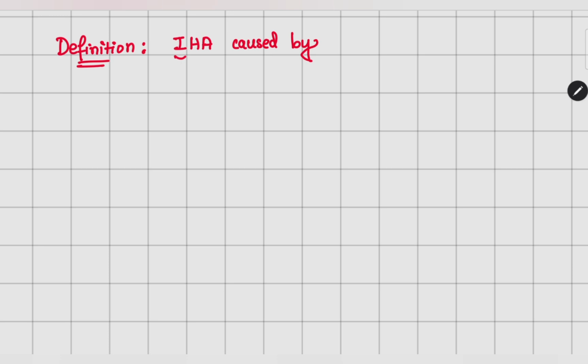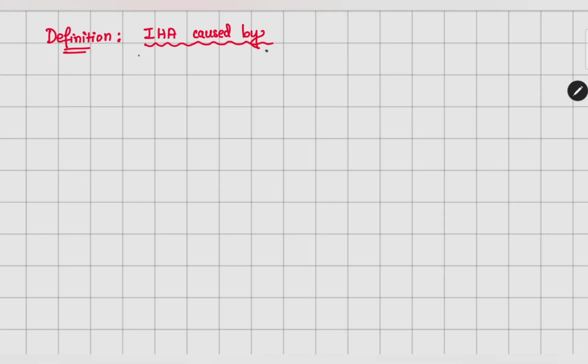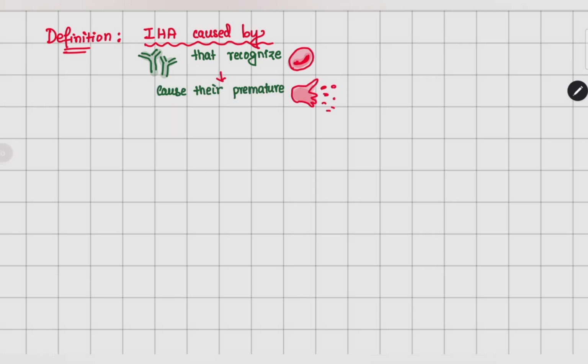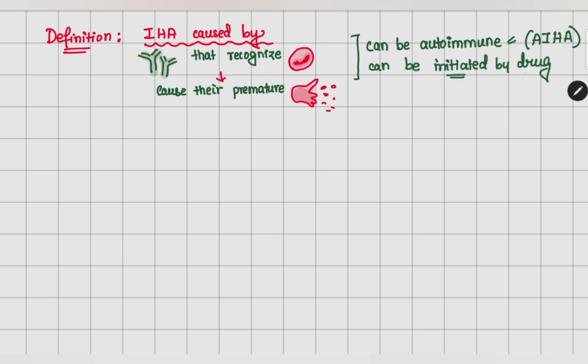Starting with the definition, immunohemolytic anemia is caused by antibodies that recognize RBCs and cause their premature hemolysis. It can be an autoimmune disease, which is known as autoimmune hemolytic anemia, or it can also be initiated by drugs. Okay. Now, how do we detect it? We detect it using a test called Coombs test.